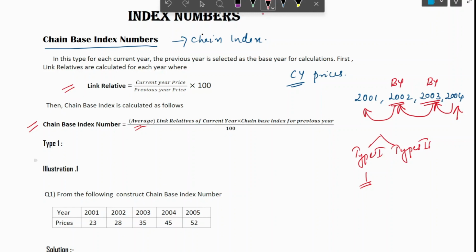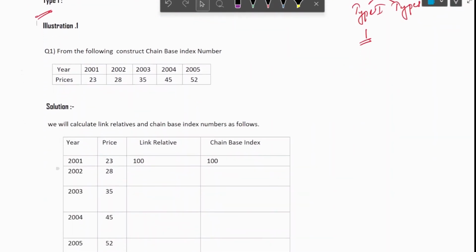Now we will consider the first example, example number 1. From the following, construct chain-based index number. Now see here, the years are given, 2001 to 2005, and the prices are also given. The years are there and one commodity's prices are given for different periods, from 2001 to 2005. Now how do you calculate?